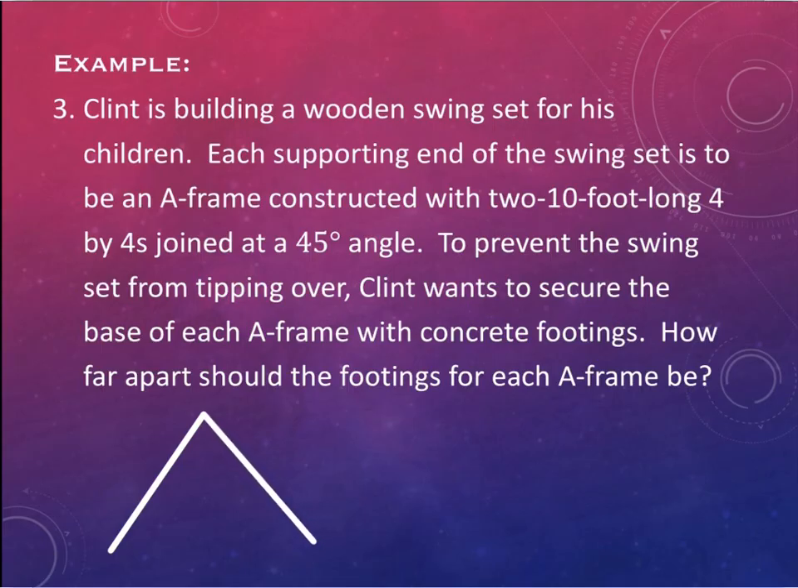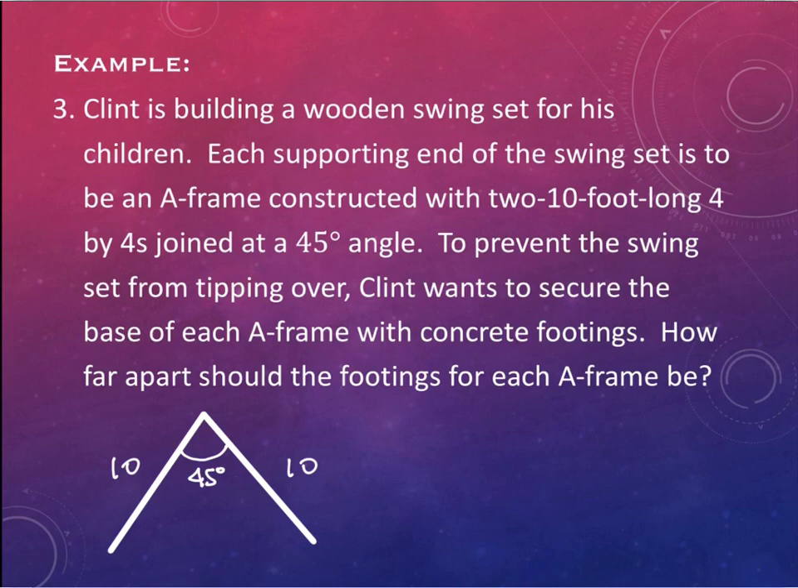This is what your sides are going to look like, and it tells you that each of them are 10 feet. It says 4x4s, those are just the thickness of the wood, the way that the wood is constructed. They're joined at a 45-degree angle, so it's telling you that this one at the top is 45 degrees. Okay, is everybody good so far? They're constructed so they're joined together at a 45-degree angle.